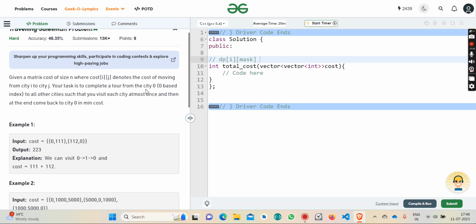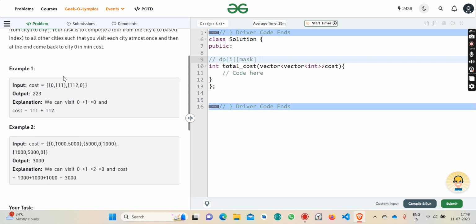So we have to start from city 0 and traverse through all the cities at most once, and finally we have to return to city 0. And now finally we have to return the minimum cost to do this tour.